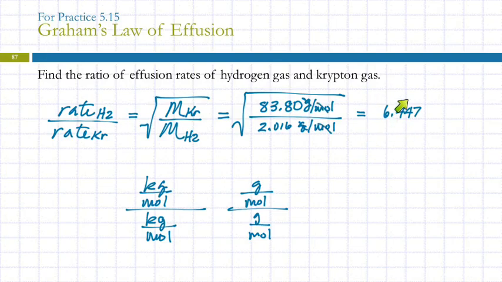So what this is telling me is that hydrogen will effuse, escape through a little hole, 6.447 times faster than krypton. Why you would want to know that, I don't know. Any questions?